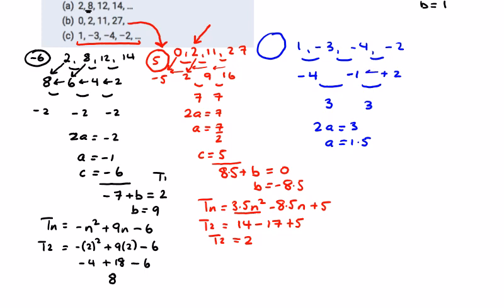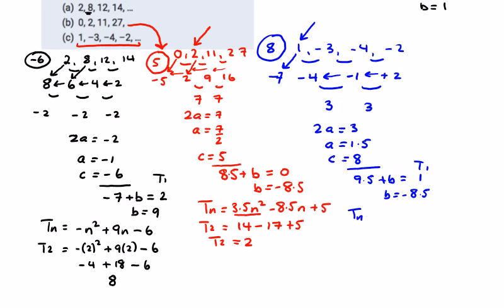Term 0, so we're going from 2 down to minus 1, minus 1 down to minus 4, so we're going down to minus 7. And 1 minus minus 7 is plus 8. So C is equal to 8. And these two added together, A plus B plus C is equal to term 1, which is 1 in this case. So B is minus 8.5 again. So Tn is equal to 1.5n squared minus 8.5n plus C, which is plus 8. And we check term 2. We want to get 1.5 by 4, which is 6, minus 8.5 2s plus 8. 14 minus 17 is minus 3. We can see that term 2 is minus 3.